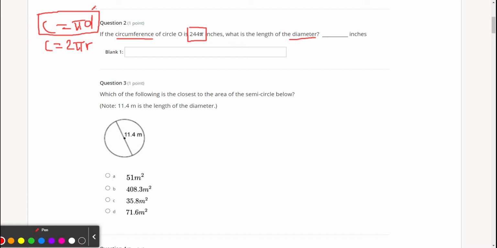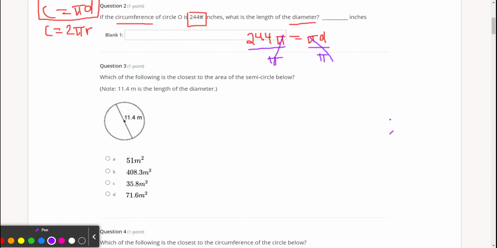So if 244 pi is the circumference, 244 pi equals pi d. How do I get the d by itself? Divide by pi. What happens when I divide by pi? And so what's d? Voila. Easiest complicated question you're ever going to see. That's it.